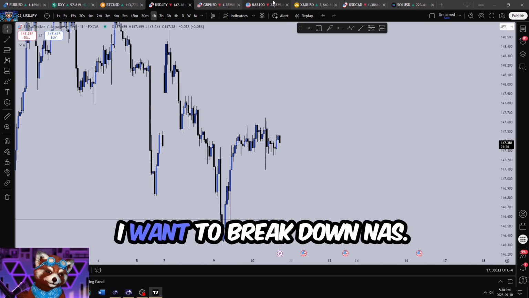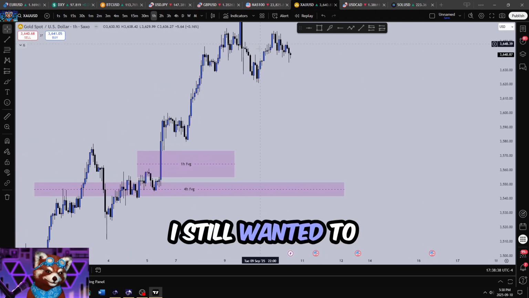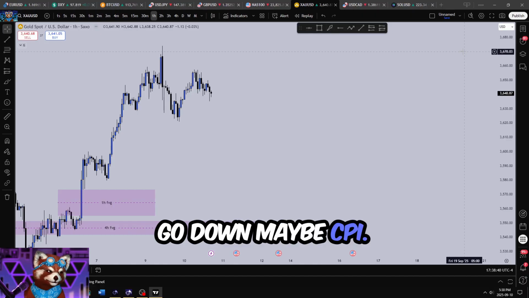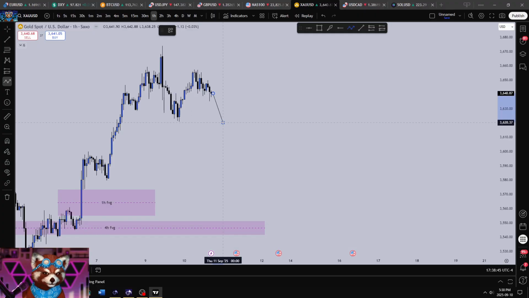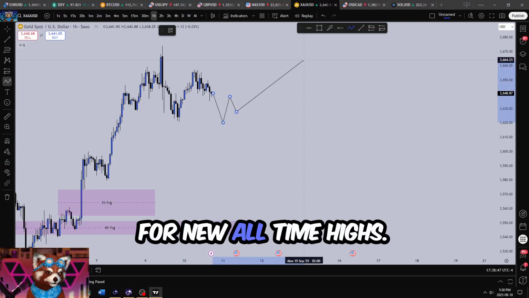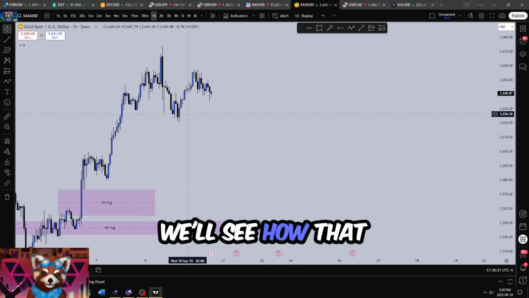GU, I took a trade. I want to break down NAS. Let's look at JAW. Pretty much same thing. I still wanted to go down. Maybe CPI actually, this could be interesting. CPI could sweep out these lows. We could see new all-time highs. Maybe that's actually a possibility. We'll see how that plays out tomorrow.